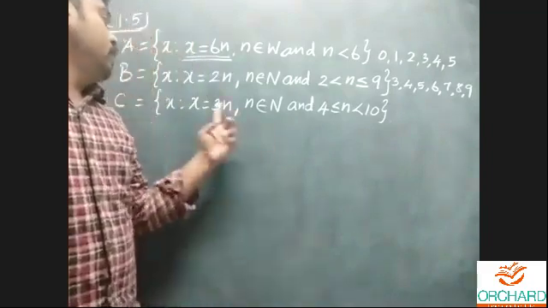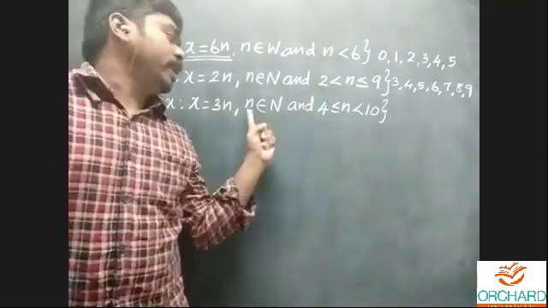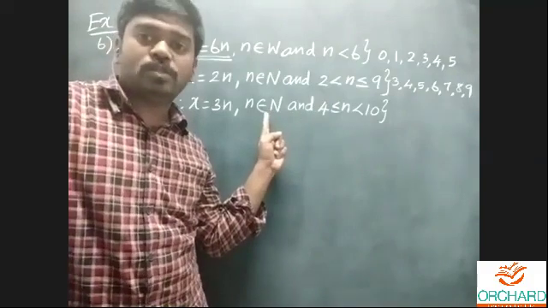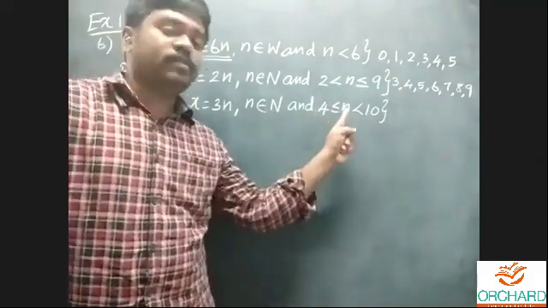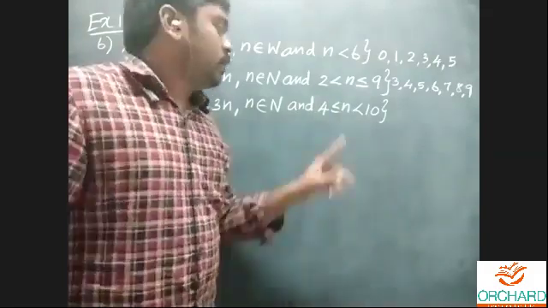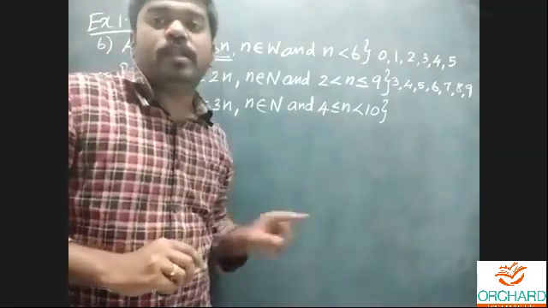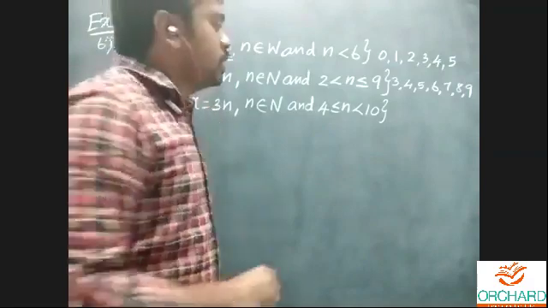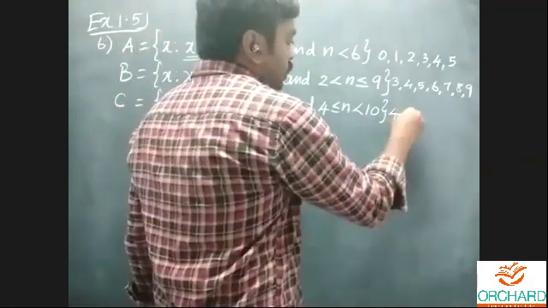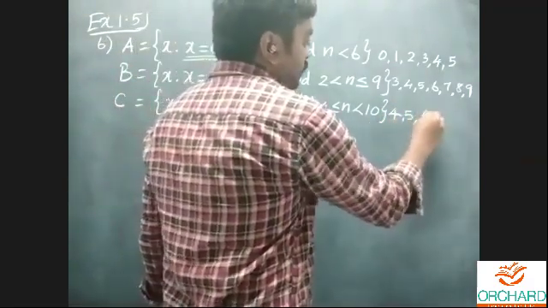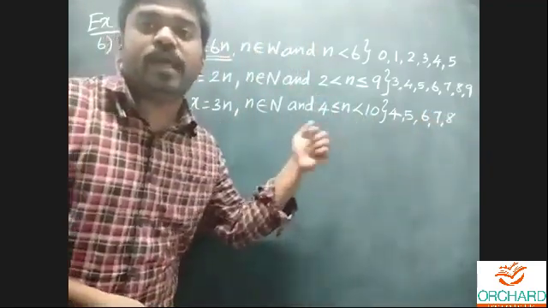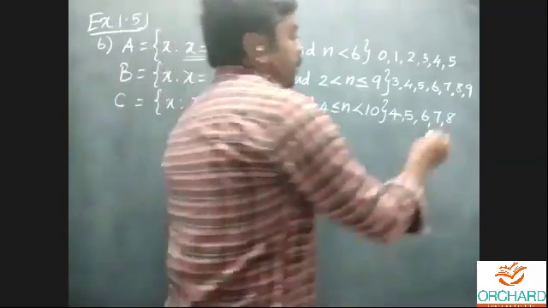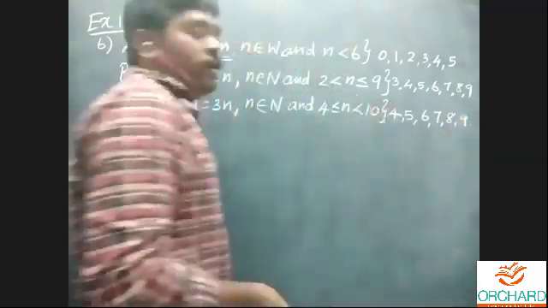Next, for set C, n belongs to the set of all natural numbers, capital N. 4 less than or equal to n means that we include the value 4: 4, 5, 6, 7, 8, and less than 10, so till 9. Okay, now we can frame the sets.